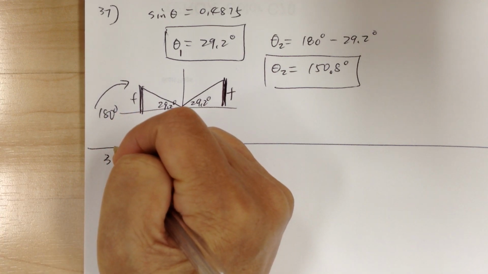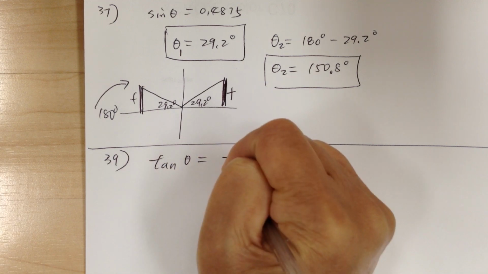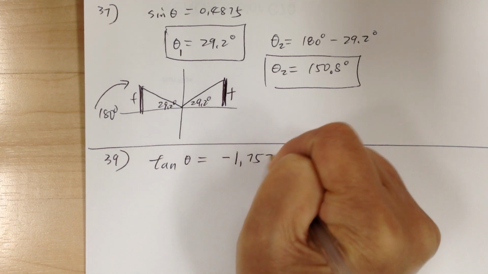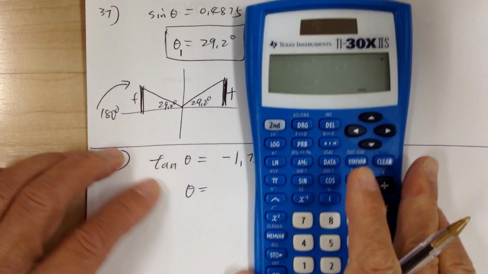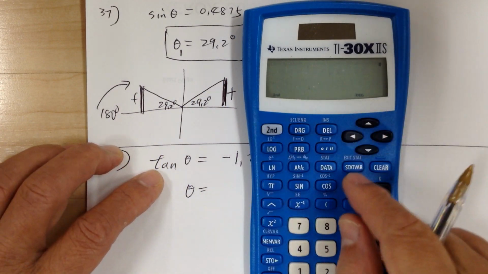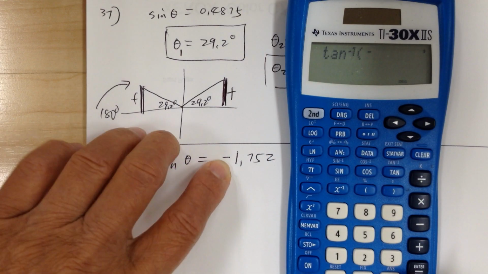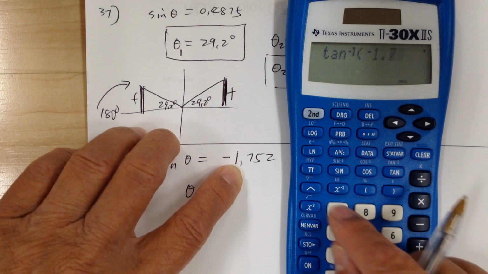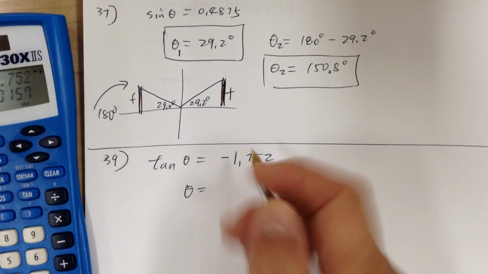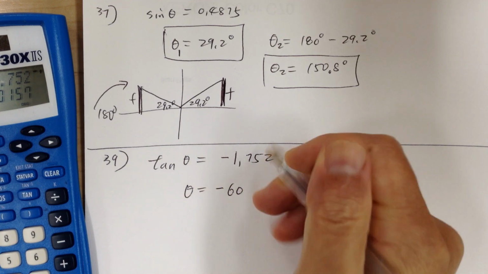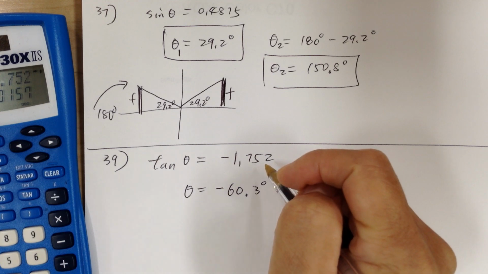Okay, let's go to number 39. You got tangent theta equal to negative 1.752. So you can use your calculator. You go second tangent, and then you enter negative 1.752, closing parentheses, equal. So you're going to get negative 60.3 degrees. Now you have to be careful with this one.